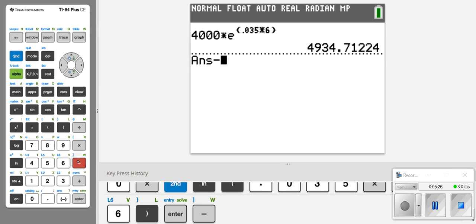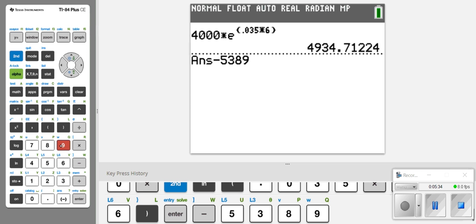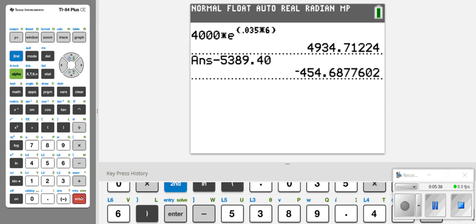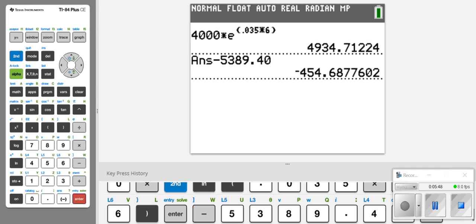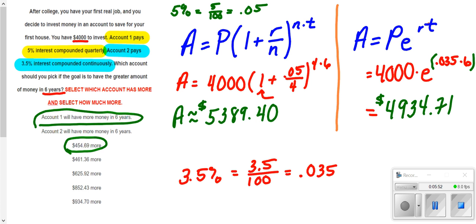Okay, so I'm going to see how far apart they were. So about $454, which is this one. Okay, so hopefully I did that right. I hope that that's right. A little nervous because like I said, I didn't have my paper in front of me. Bad planning.